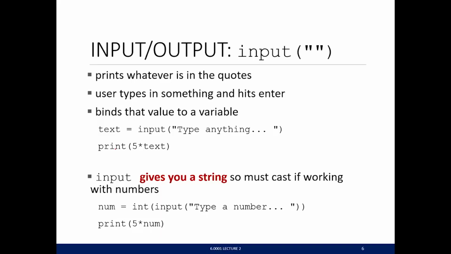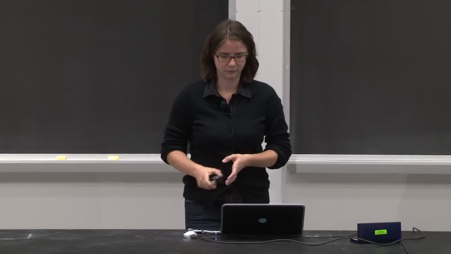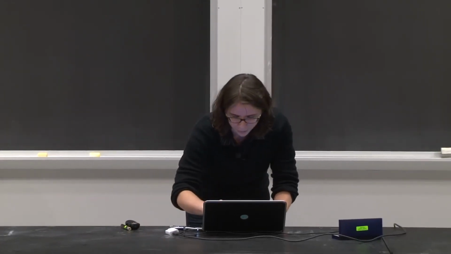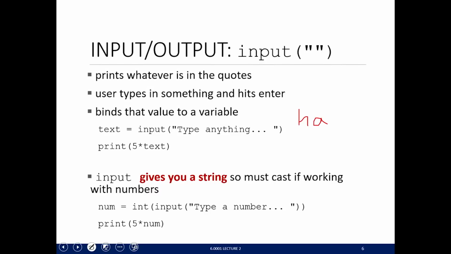In this line right here, whatever the user types in becomes a string, and we're going to bind that string object to this variable called text. Now further in my program, I could do whatever I want with this variable text. In this case, I'm going to print 5 star text. So if the user, for example, gave me ha, I'm going to print ha 5 times. If the user gave me 5, what do you think is going to be printed out? 25 or 5 times? Great. Yes, exactly. 5 times.